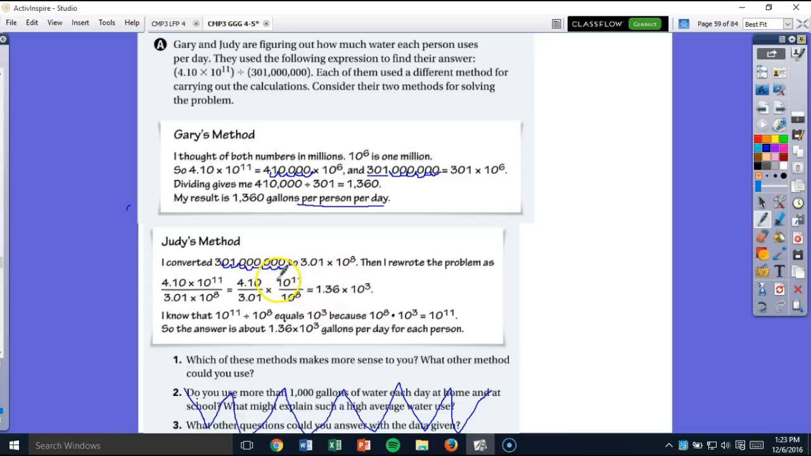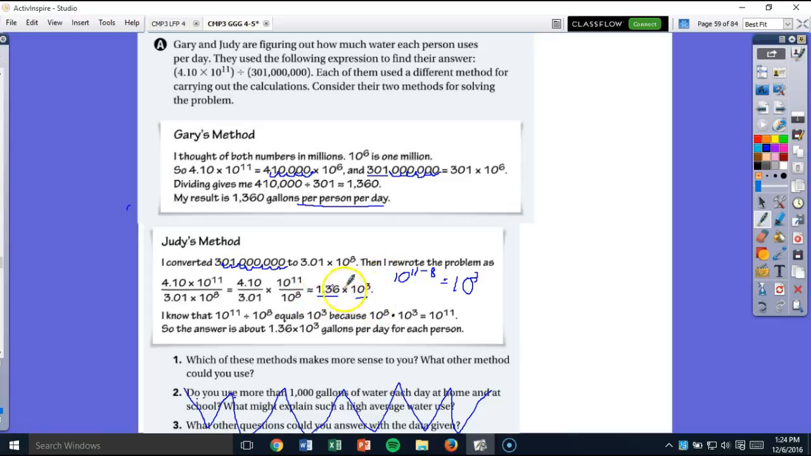And then for 10 to the 11th divided by 10 to the 8th, we just use our rules of exponents and take 11 minus 8. So if we were to rewrite this, we would have 10 to the 11th minus 8, and that's going to equal 10 to the 3rd. So that's how we come up with this part. 4.1 divided by 3.01 is 1.36.